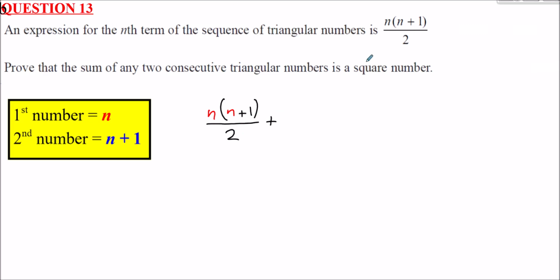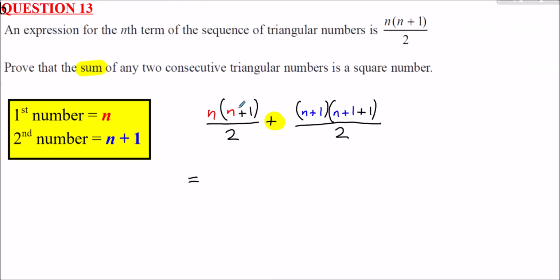plus, then the next one will be n plus 1. So now we're going to have n plus 1 instead of just n. And then in these brackets here, n plus 1 will become n plus 1 plus 1, which of course we can simplify in just a moment, all over 2. Sum, of course, means added together, so that's why we're adding. Sum means add. So what we can do here is obviously expand and simplify.